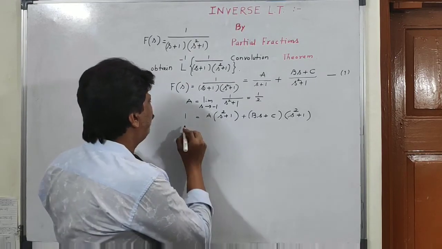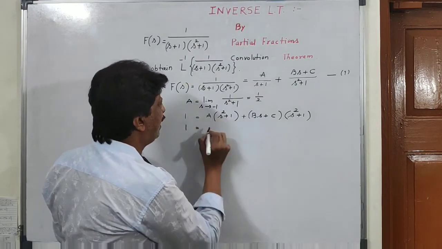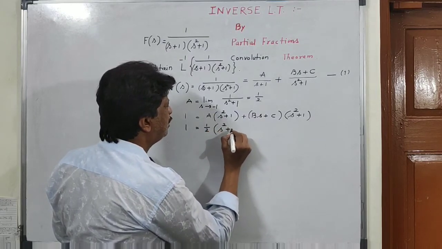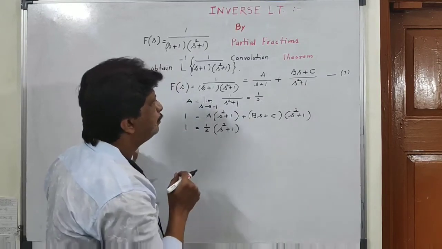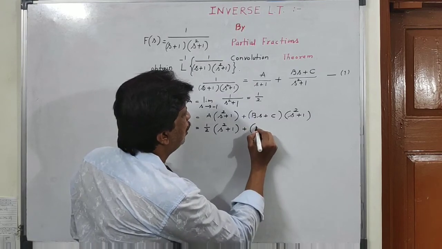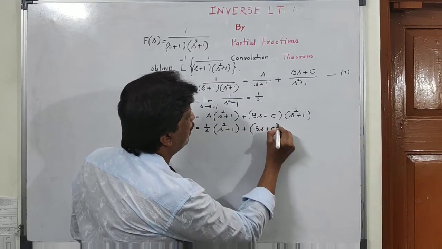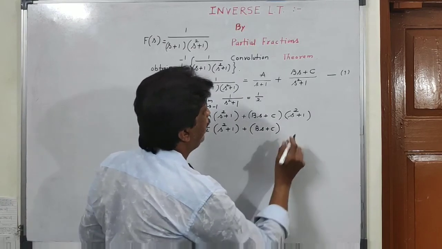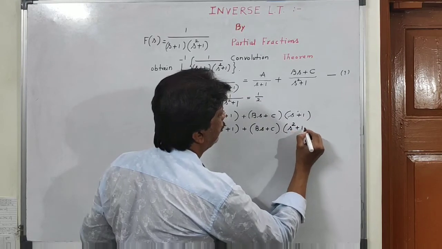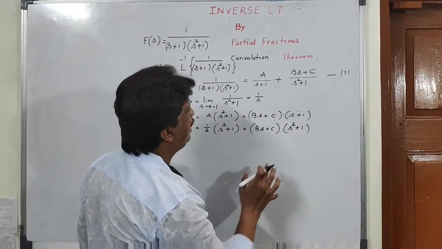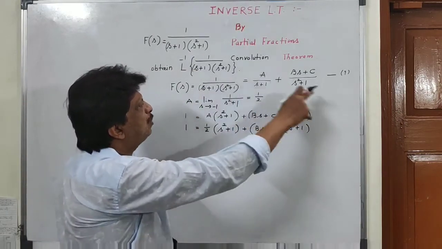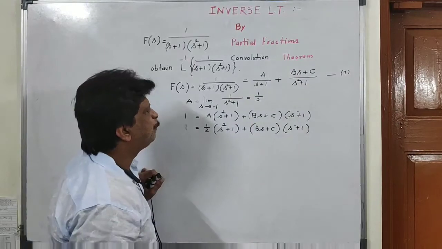Now, how to find it? 1 is equal to, substituting capital A as 1 by 2, 1 by 2 times (s square plus 1) plus (bs plus c) into (s plus 1).